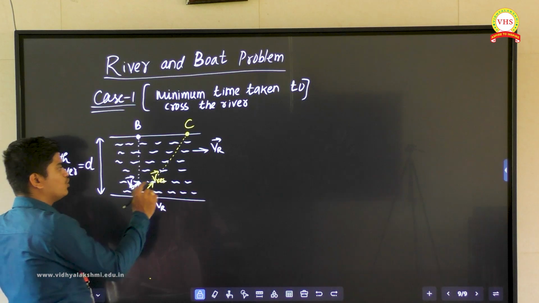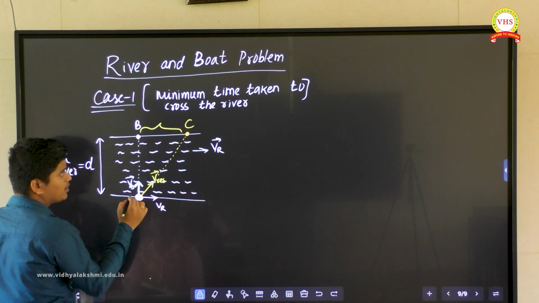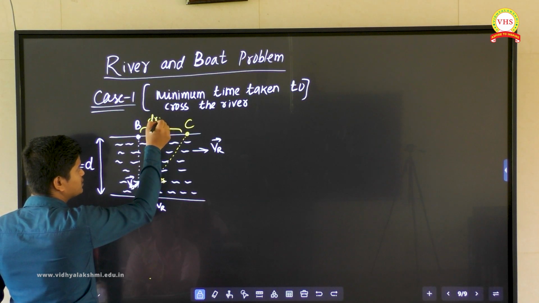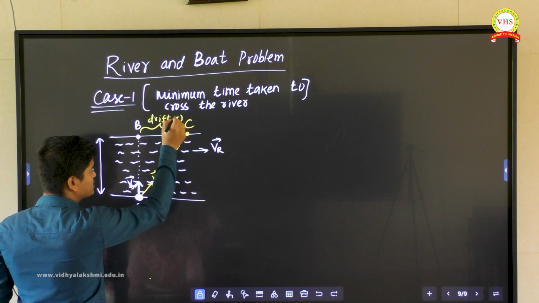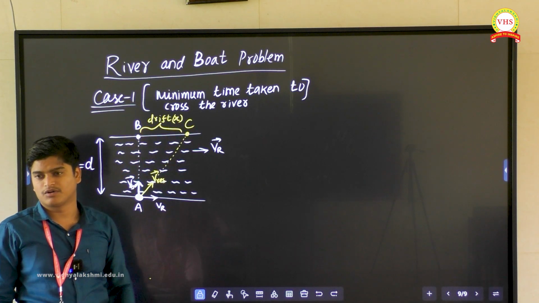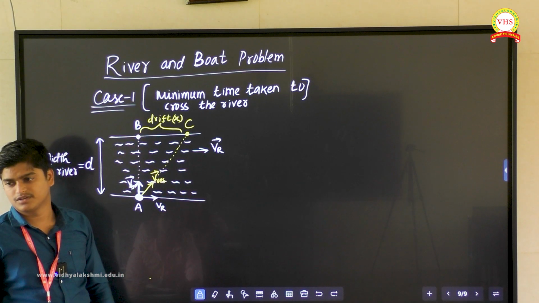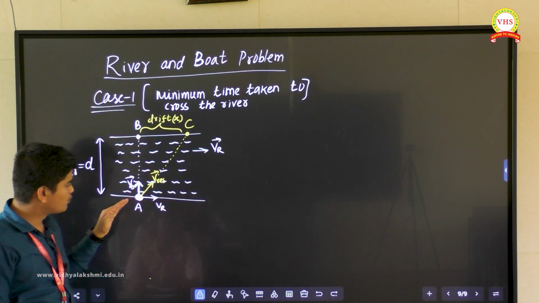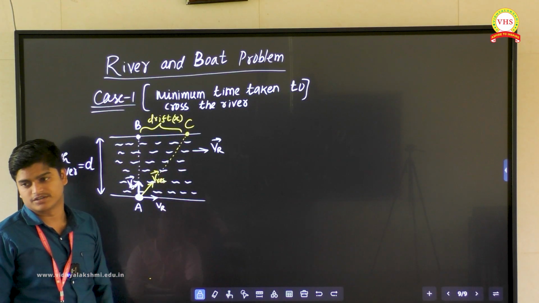So what happened exactly? Now this boat got drifted, by a distance X from B. That's why this BC distance is called the drift. Why did it get drifted? Because of the river velocity in this direction. One resultant velocity is coming, and the resultant velocity takes the boat to point C.